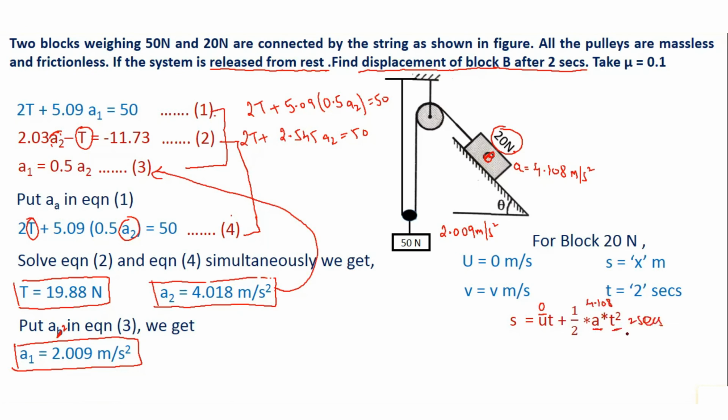So everything is known, just substitute and I will get the answer for s as 8.036 meters. That means the displacement of this block of 20 Newton after 2 seconds starting from rest is 8.036 meters, and this completes the solution.